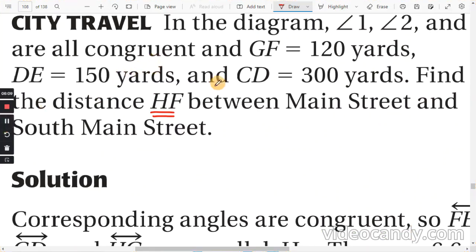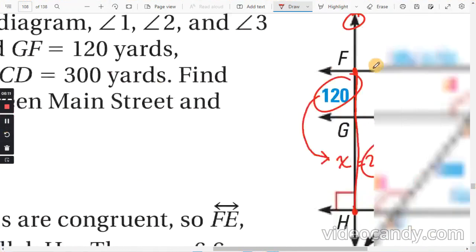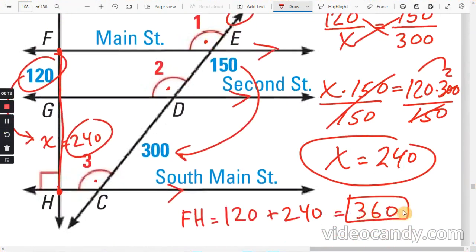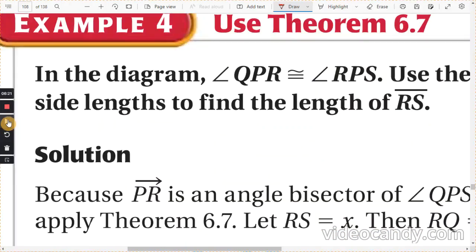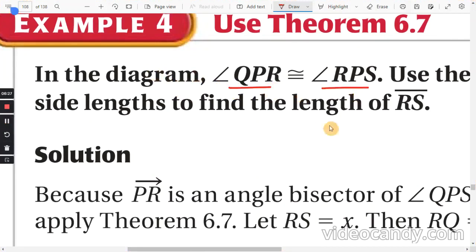Okay, the units were all in yards. So these units on the answer are also going to be in yards, YDS. All right, in the diagram, example 4, angle QPR is angle RPS. Use the side lengths to find RS.